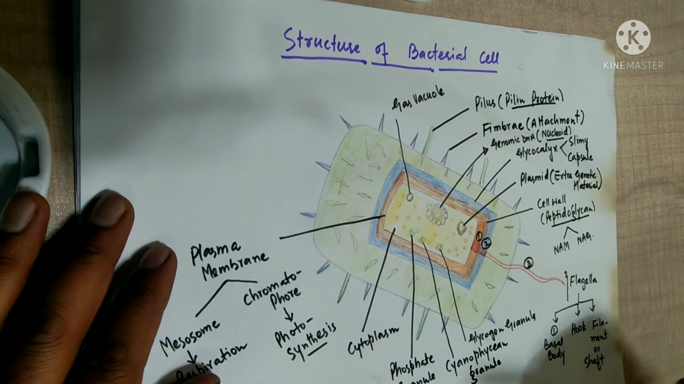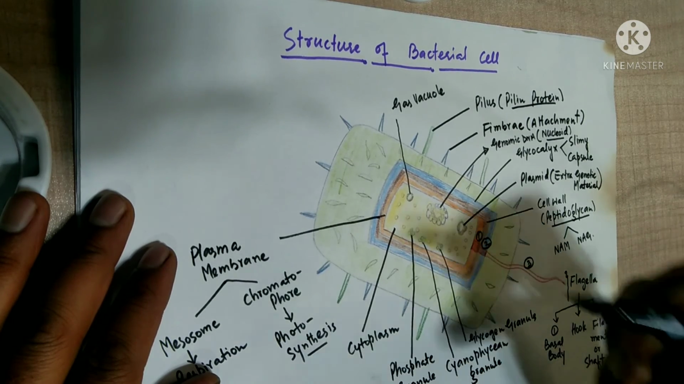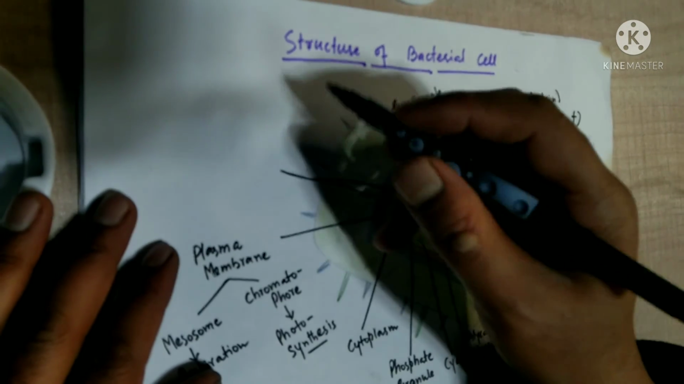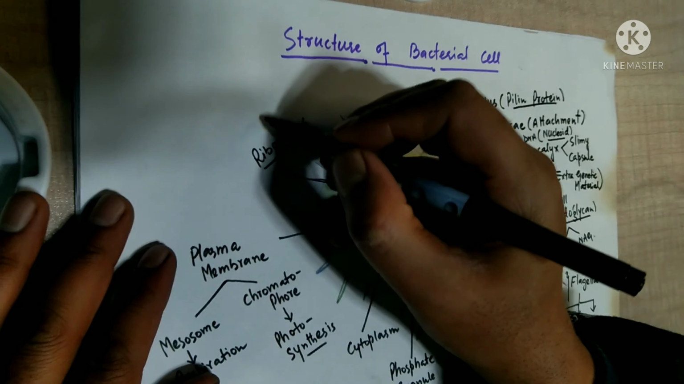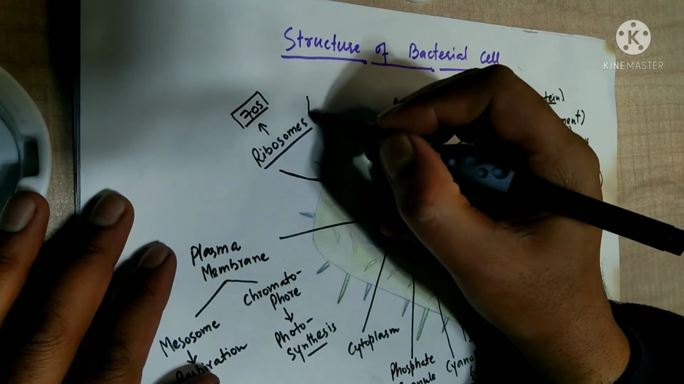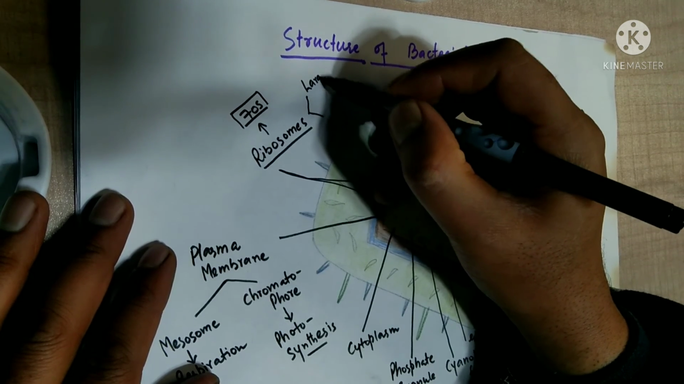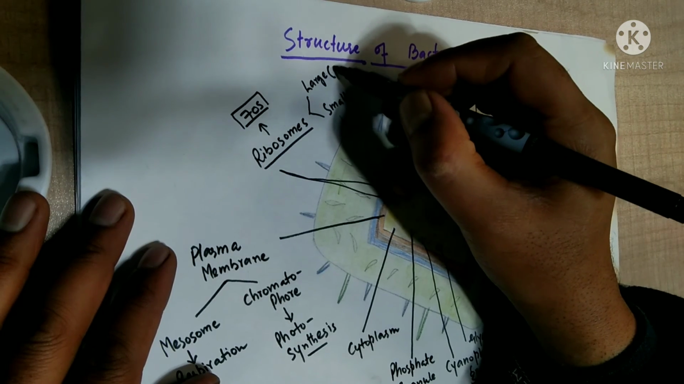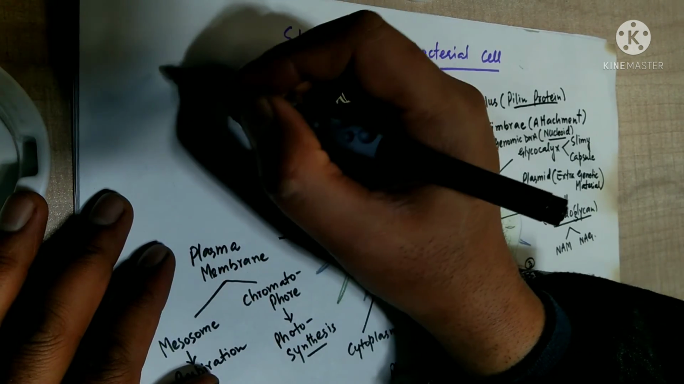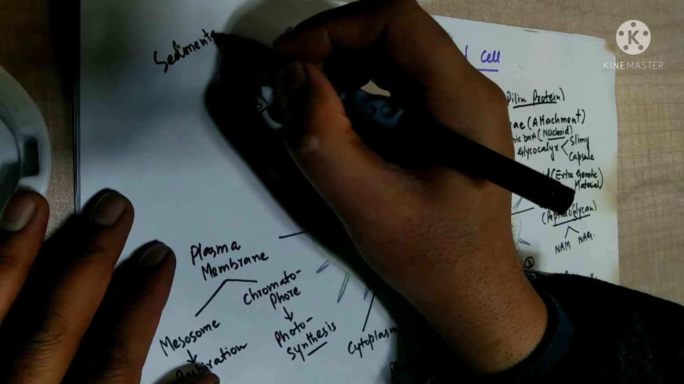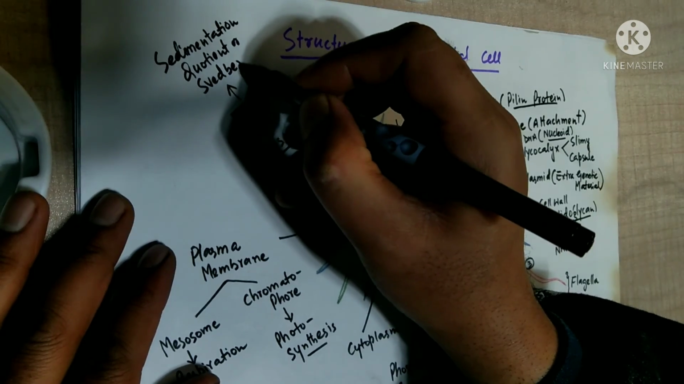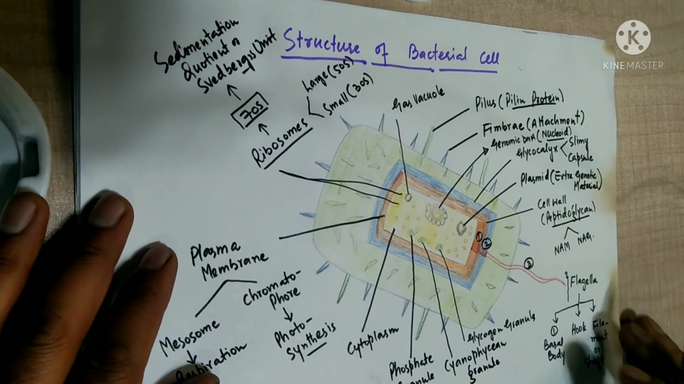because the bacterial cell lacks the true vacuole, and the bacterial cell also contains these tiny structures called ribosomes. Ribosomes here are the 70S type, or we can say the ribosomes have two subunits, large and small. Large is 50S, small is 30S, and S means sedimentation quotient or Svedberg's unit. So this is the bacterial cell.